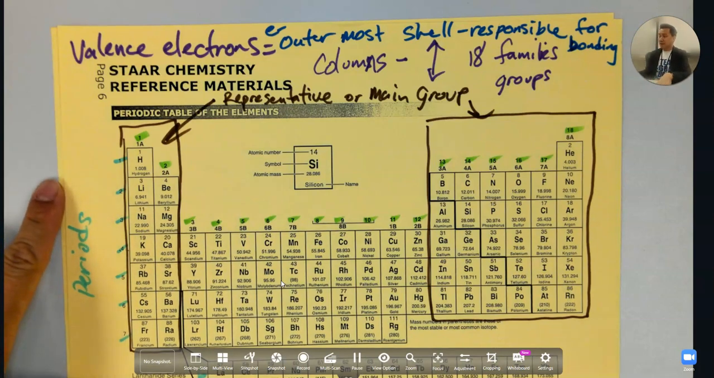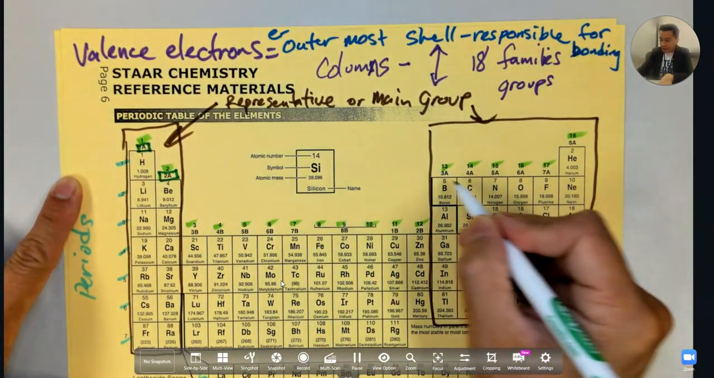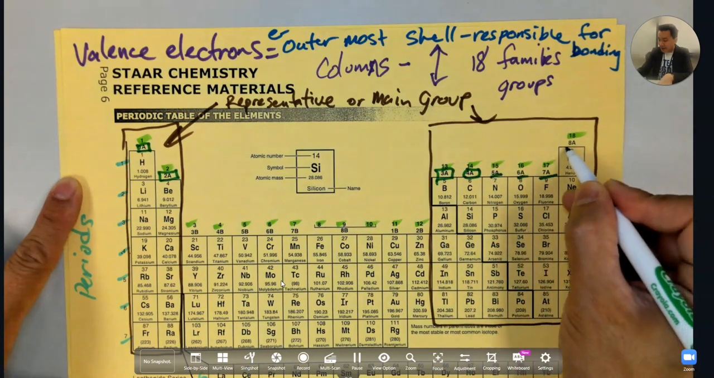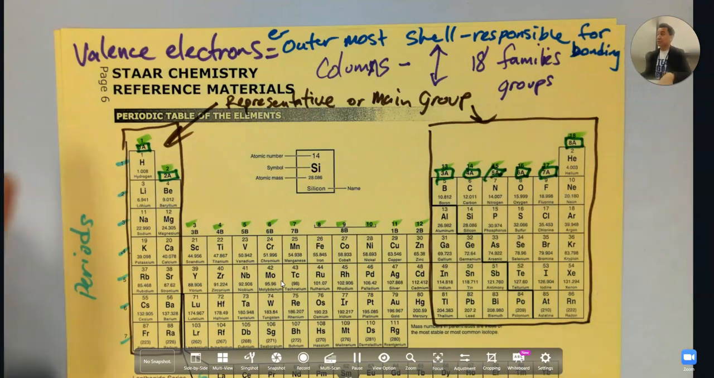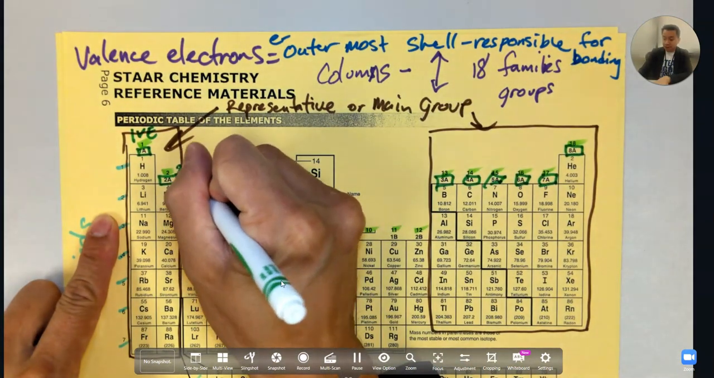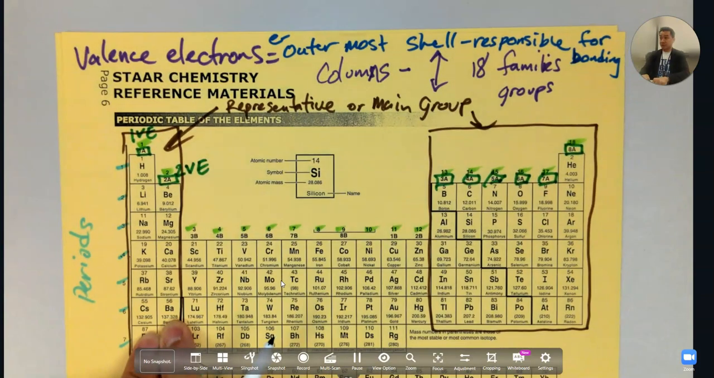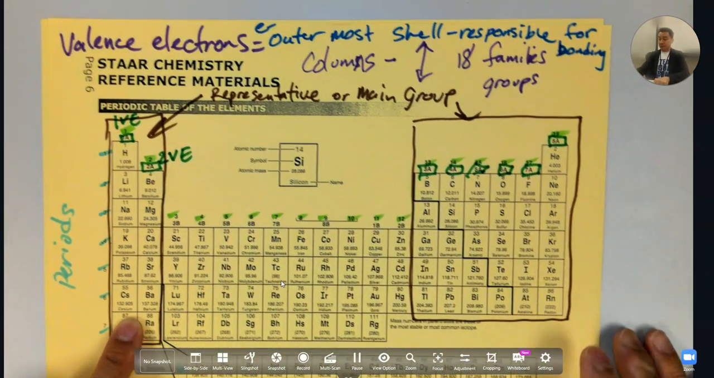So for the valence electrons, if you see here, 1A, 2A, 3A, 4A, 5A, 6A, 7A, 8A. That tells you the number of valence electrons, that's electrons on the outermost shell. So 1A would be one valence electron in this whole group. 2A, 2 valence electrons. Everybody in this column, everybody in this family has 2 valence electrons. Beryllium has 2. Magnesium has 2. Calcium has 2.